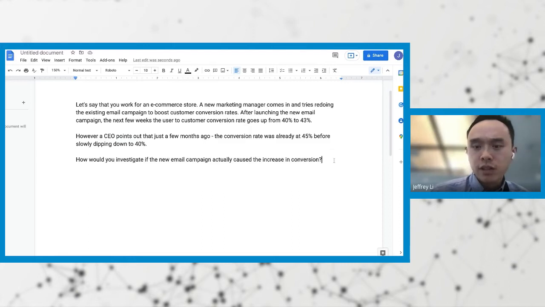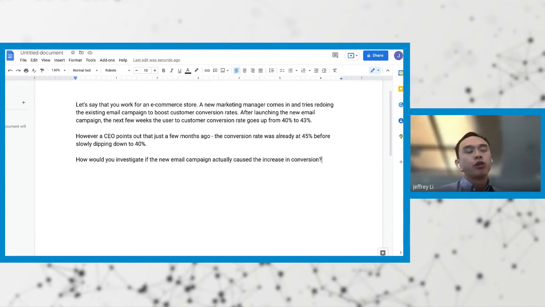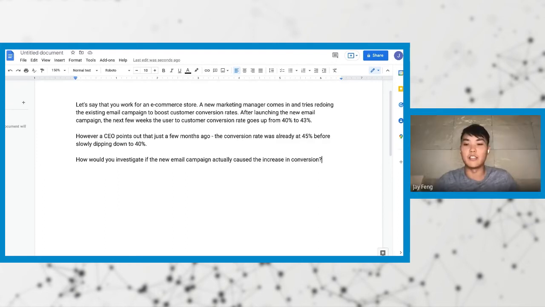Okay, so before diving in, I just want to clear up some portions of this problem. When you say you launched a new email campaign and in the next few weeks user-to-customer conversion rate goes from 40% to 43%, is that 40 to 43% in general, or is this for that campaign specifically? It's in general, right? Okay.